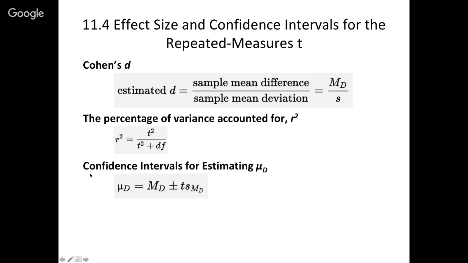And this is the confidence interval. Here is for the estimated mu d, right? It means the population of the difference scores, which equals MD minus plus T times SMD. So here MD is the center of the confidence interval for mu d, and this part is the width of the confidence interval.